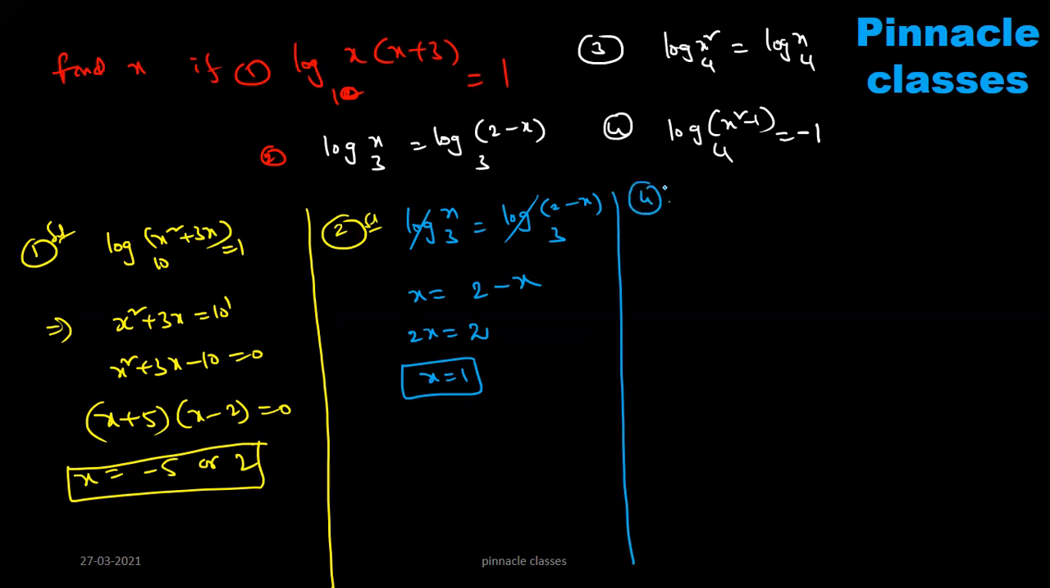Example 4, sir. If only bases are equal, then the log will get cancelled, obviously. Example 4, how to solve? Simple. Converting into exponential form. That means x square minus 1 is equal to 4 power minus 1. 4 power minus 1 is how much? 1 by 4.